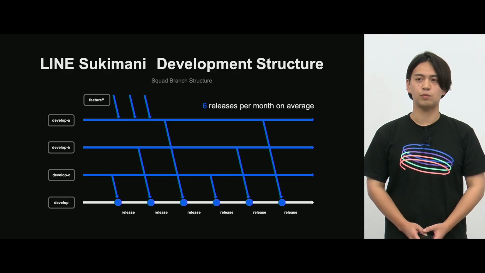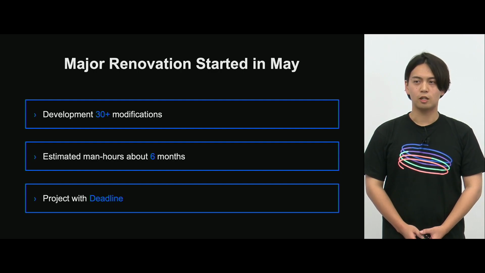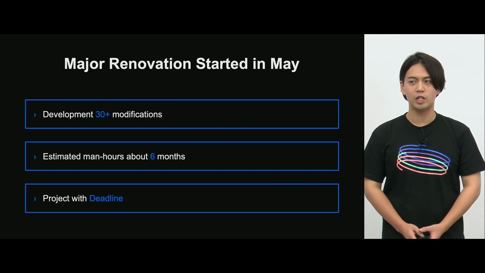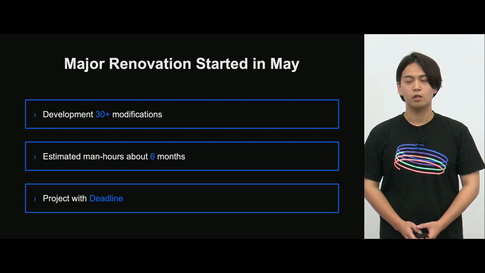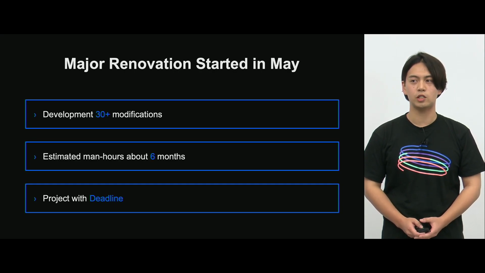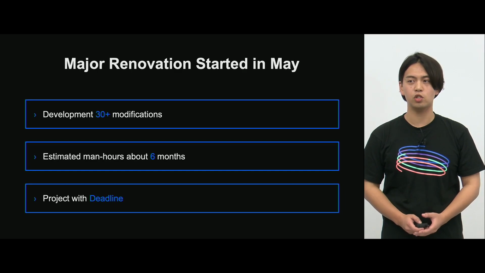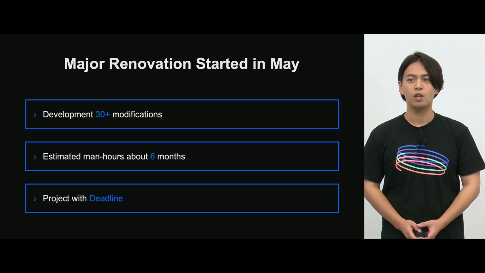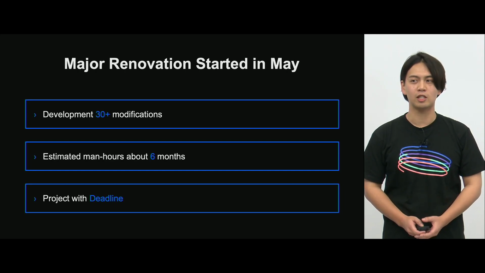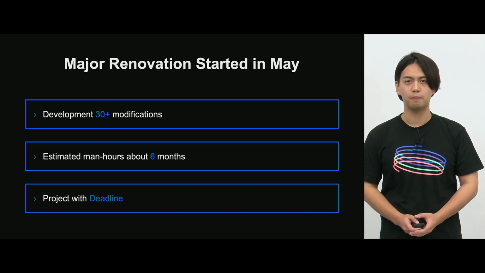Now, let me talk about the background. In May, our squad in LINE Sukimani had a project to do a large-scale renovation of LINE Sukimani, which we never had before. The project involved the modification of more than 30 existing functions, and also new pages, including QA. It was about 6 months or so. In addition to that, there was a release timing as a business, and therefore we had to make a plan to do it.